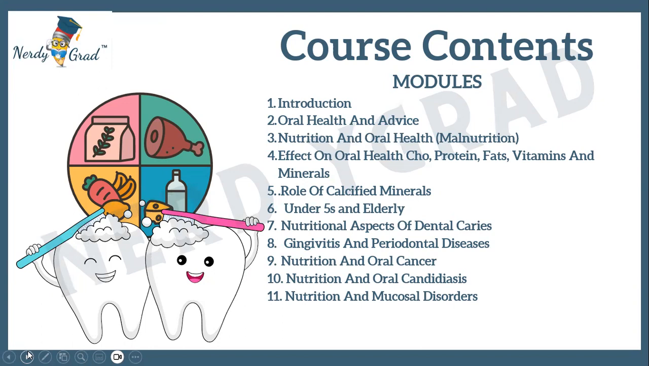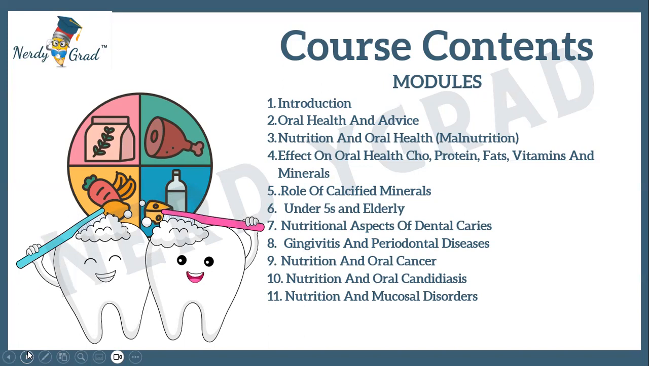Malnutrition doesn't always have to be associated with poor eating. It can be because of old age, or conditions where one is unable to eat, or unable to eat healthy food. And the fourth module handles the effect on oral health of carbohydrates, proteins, fats, vitamins, and minerals, and how each one plays a role in enhancing teeth health. The fifth module deals with calcified minerals.